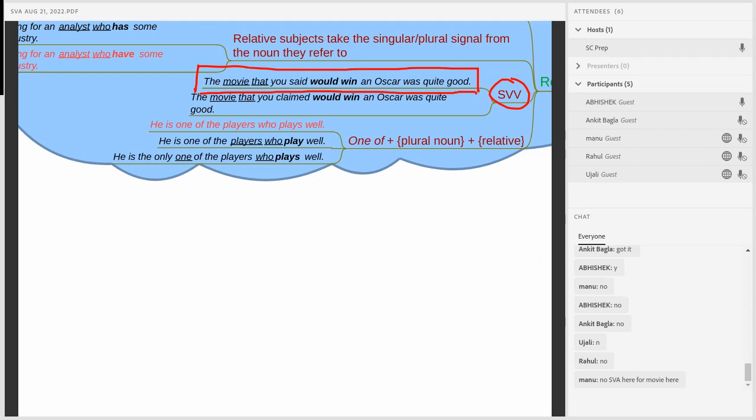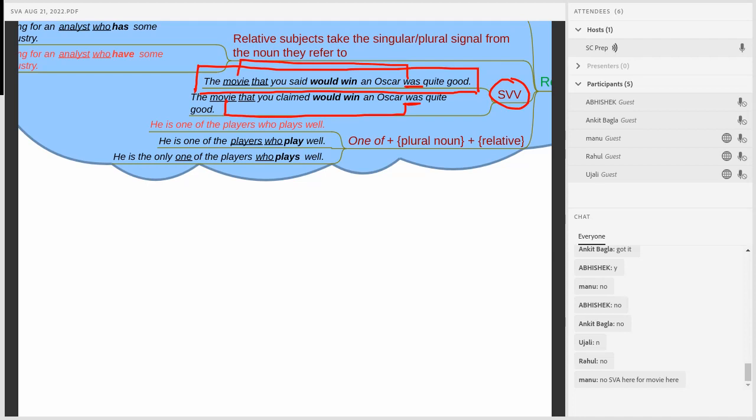Sir, both of the first sentences mentioned above, the movie that you said and the movie that you claimed, both are incorrect. Both are correct. Okay. Because the verb was is there in both cases for movie. So basically, we're saying the movie was quite good.